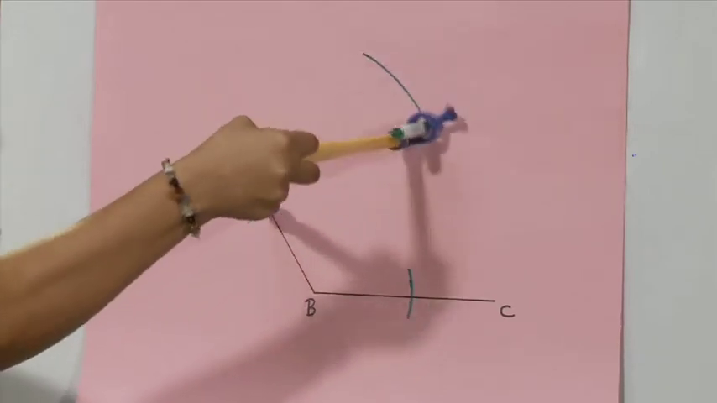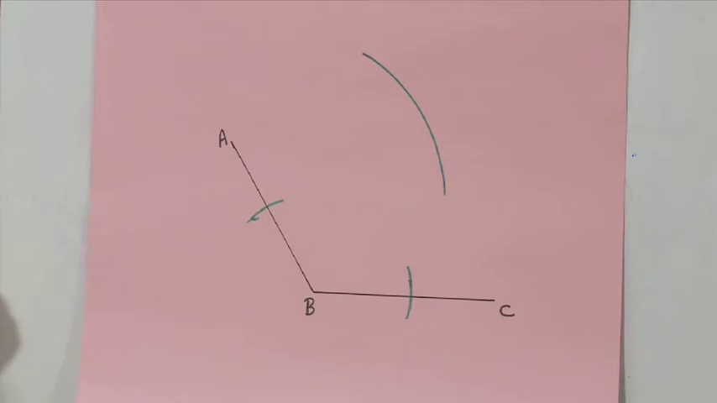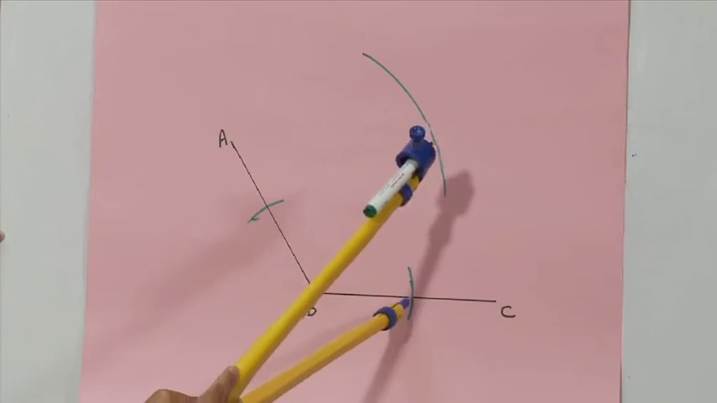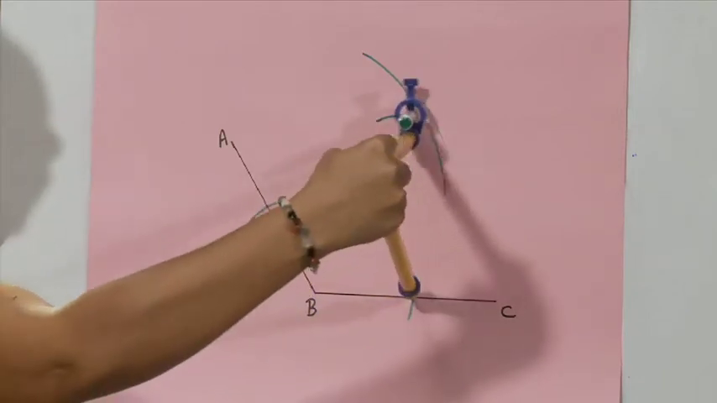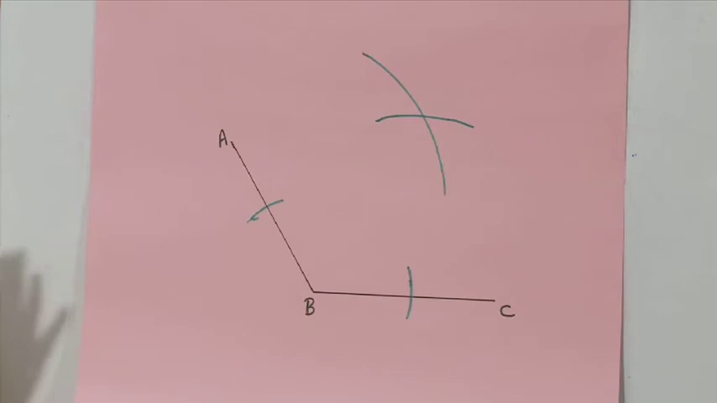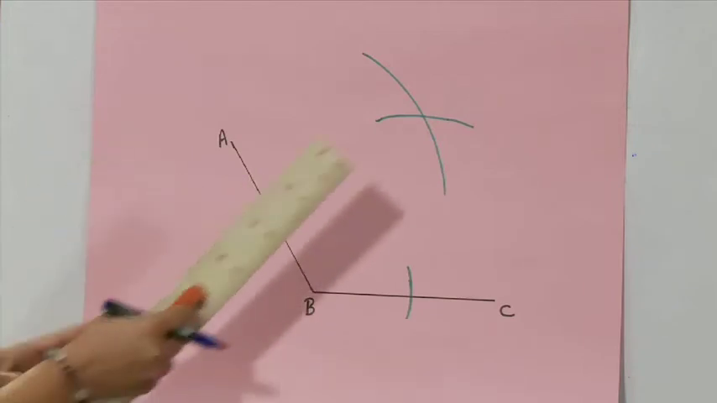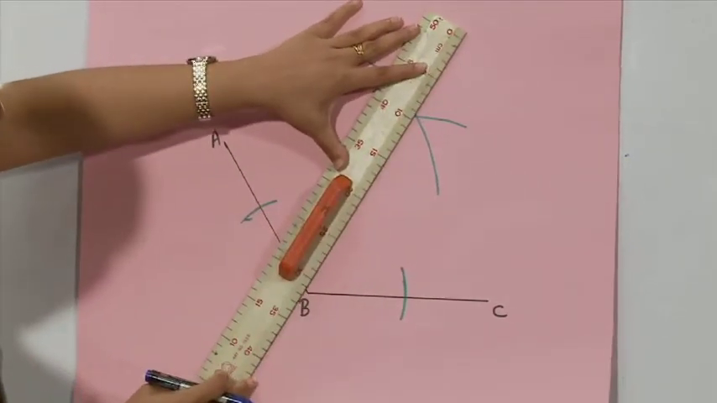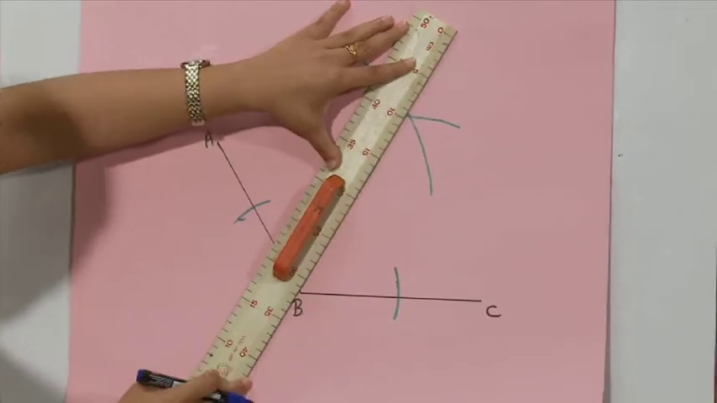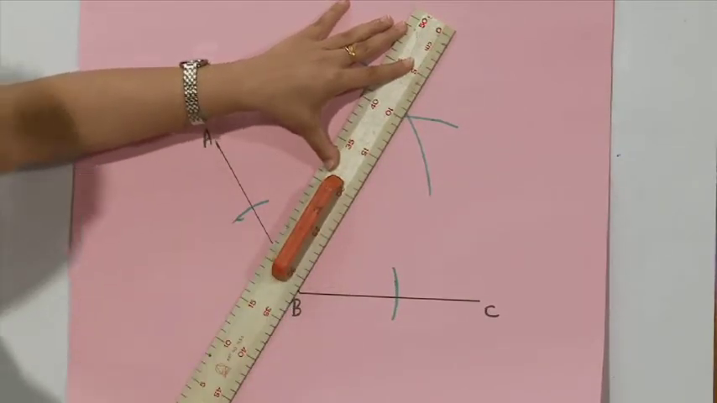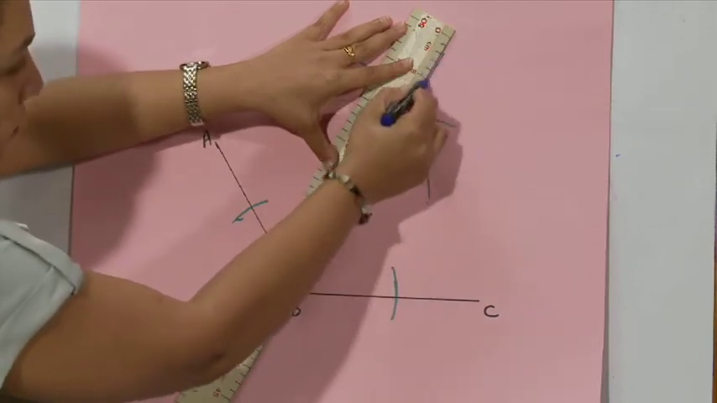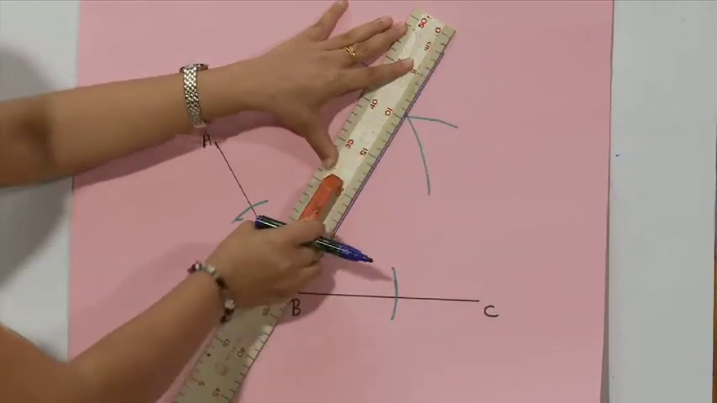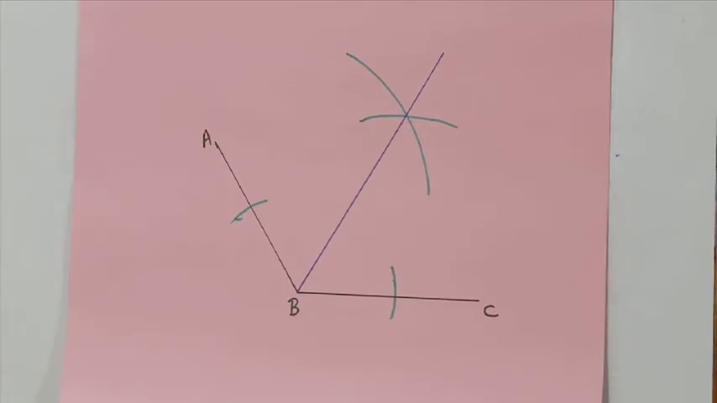You draw an arc here. Using the same measurement, remember you need to use the same measurement here. Place the pointer on the second one and you will cut the arc. Good? Simple. And then what you need to do? Take your ruler and you will join these two. That is the intersection of the two arcs with B. Here you are.